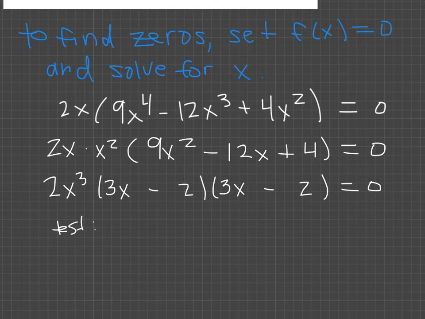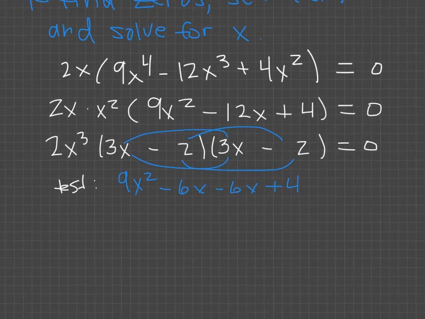Let's just kind of test out if that gets us back. So we'll use FOIL and see if that gets us back to that quadratic. So 3x times 3x would get us that 9x squared. And then a minus 2 times 3x, we get a minus 6x. And then a 3x times a negative 2, we get a negative 6x. And then finally, negative 2 times negative 2, we get a plus 4. All right, combining those middle terms, we get 9x squared minus 12x plus 4. Okay, so that checks out.